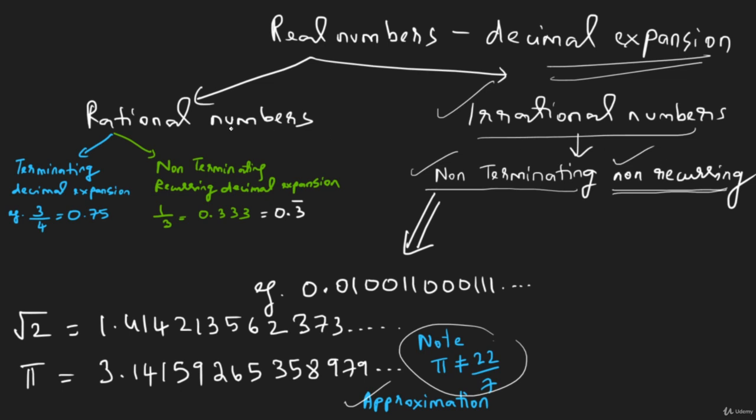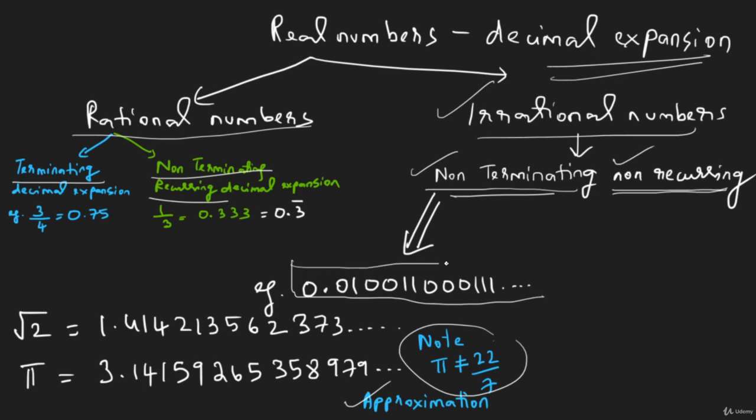The property that we have learned is for a rational number, the decimal expansion will either be terminating or non-terminating and recurring. For an irrational number, the decimal expansion will always be non-terminating and non-recurring. Now, with these properties, when you are given a decimal expansion, you can clearly know whether it's a rational number or an irrational number. For example, if you are given this decimal expansion, you can see that it's non-terminating and non-recurring. Therefore, it has to be an irrational number.